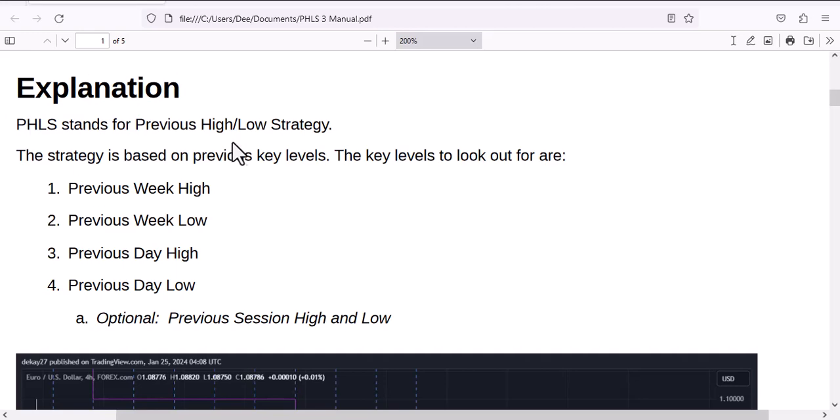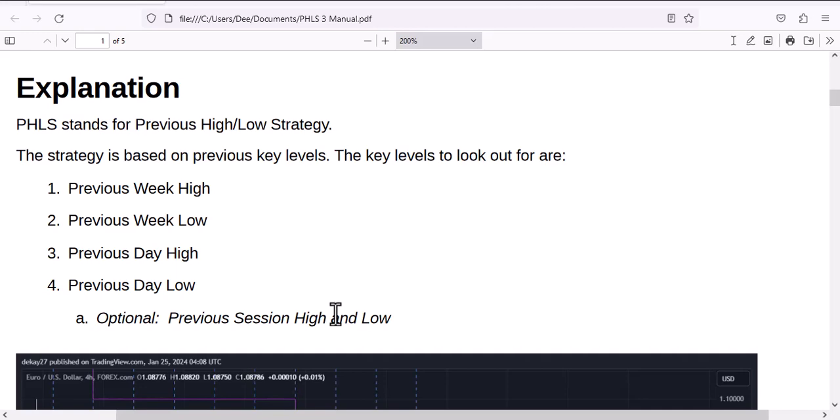And so the strategy is based on previous key levels. The key levels to look out for are the previous week high, the previous week low, previous day high, previous day low, and then we can also have a look at the previous session high and low. Previous session high and low means if I'm trading London, I should look at Asia's high and low. If I'm trading New York, I should be looking at London's high and low.